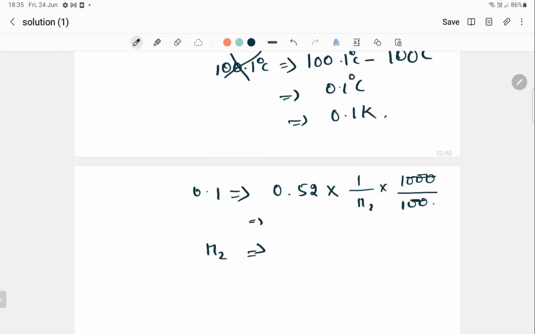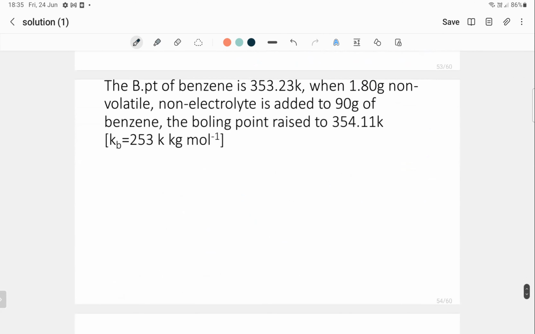Will you try another problem, or leave? M2 is equal to 0.5. Will you do this as homework? Hey, there is 1 week, man. Do this problem as homework. Copy this problem and leave.